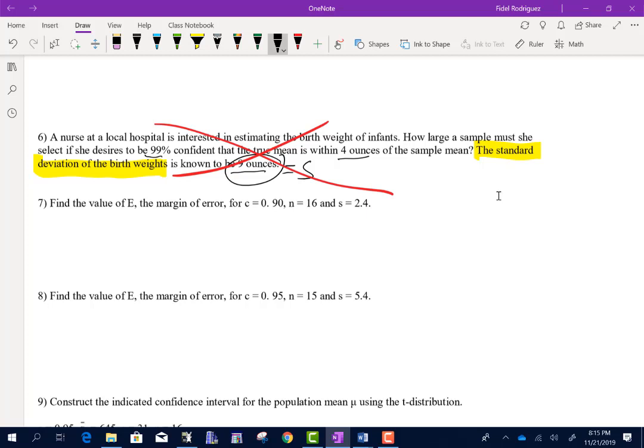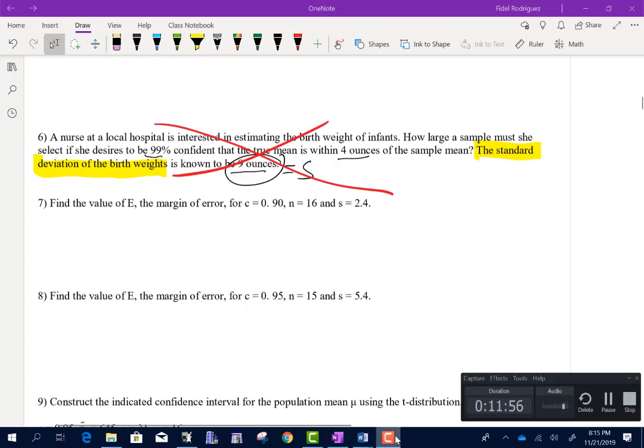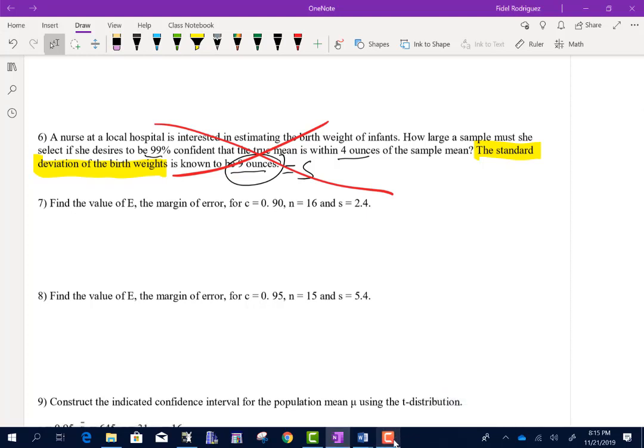Number 7. Okay. So now this one's telling me find the value E, the margin of error. Let me double check that it's recording. Okay, so find the value E, the margin of error. Look what it's telling me. It's telling me that C is 0.90, N is 16, S is 2.4.